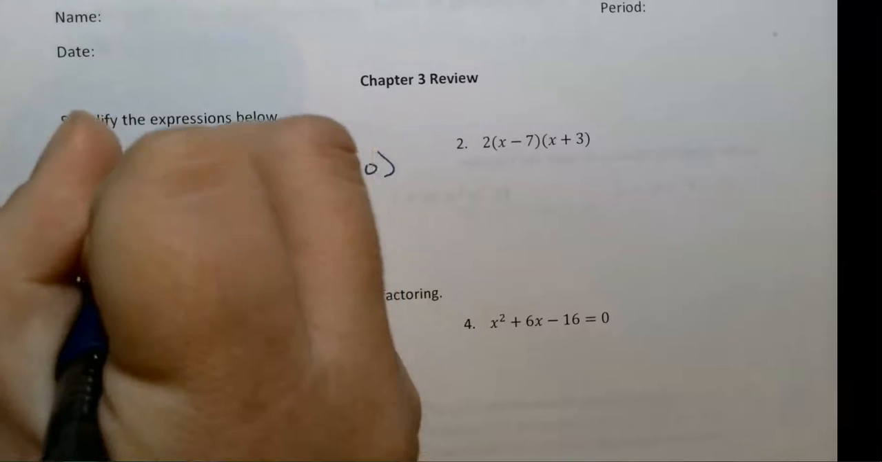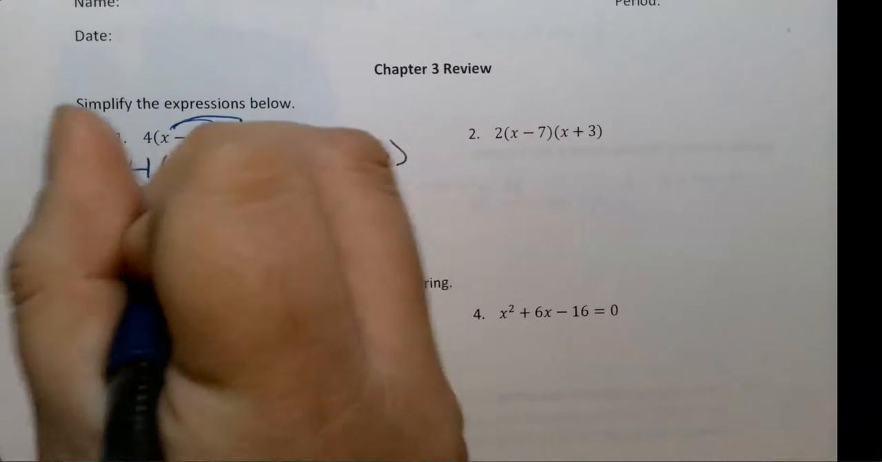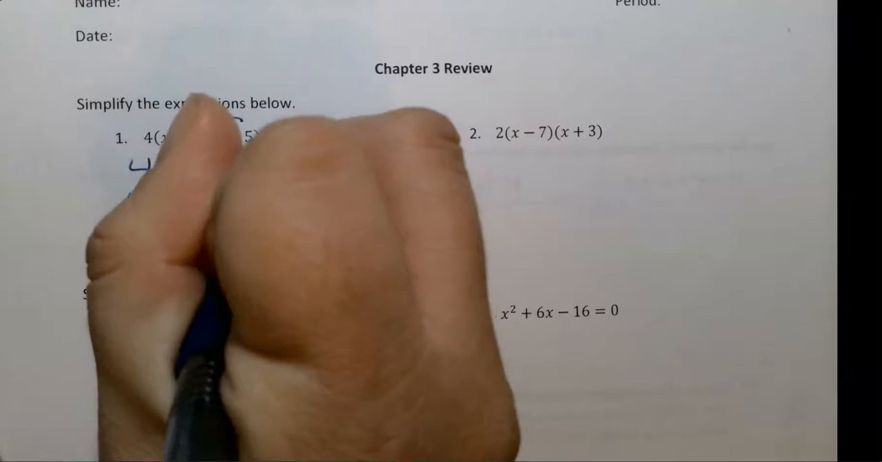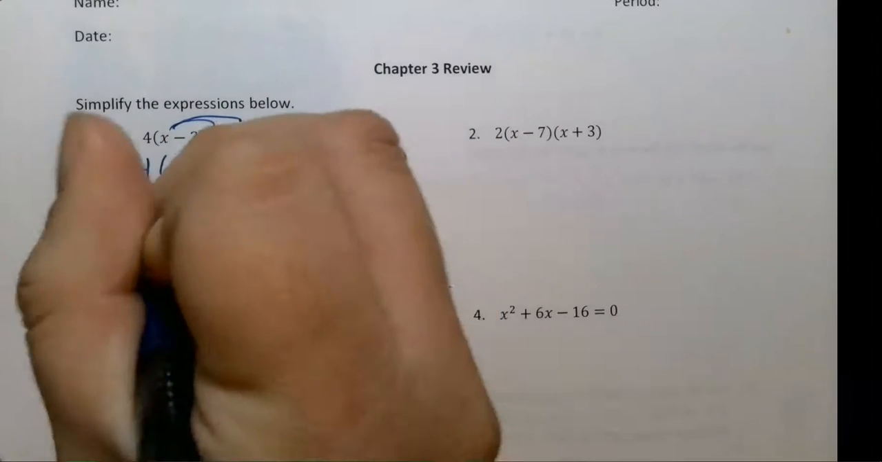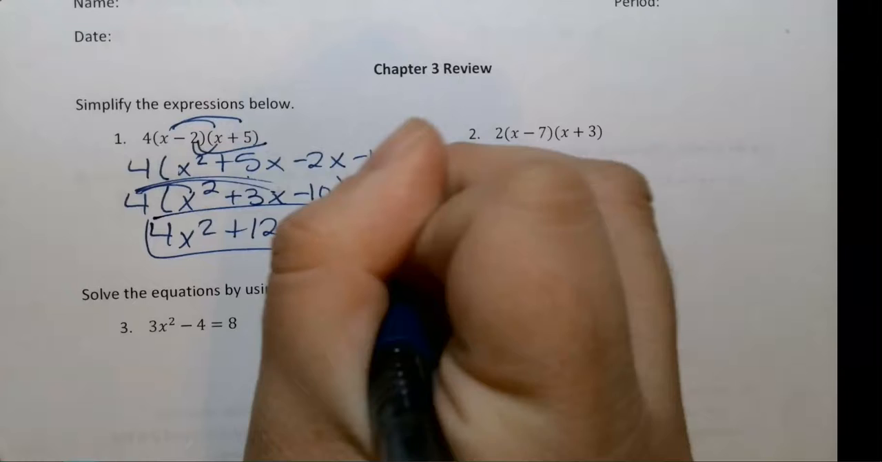Then I want to go ahead and distribute that 4. So I'm going to have 4x squared, and then 4 times 3x gives me 12x. 4 times negative 10 gives me negative 40.